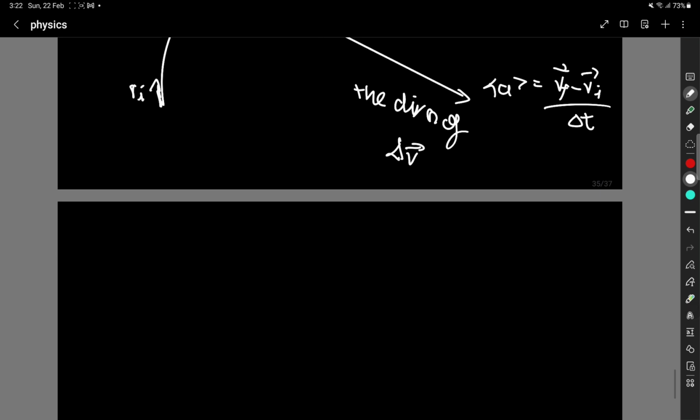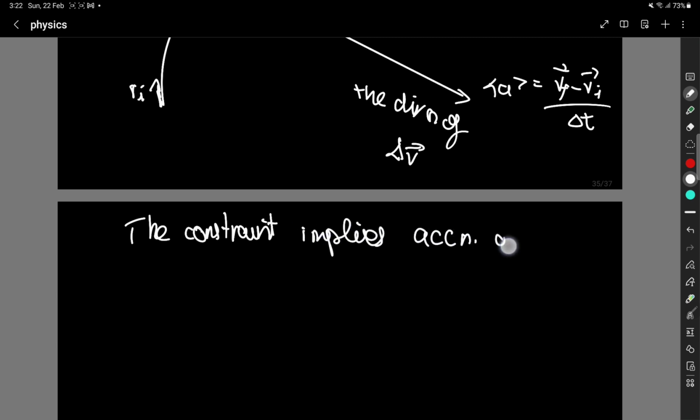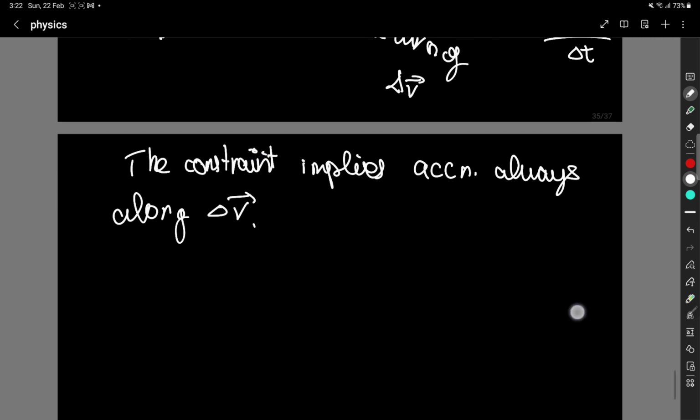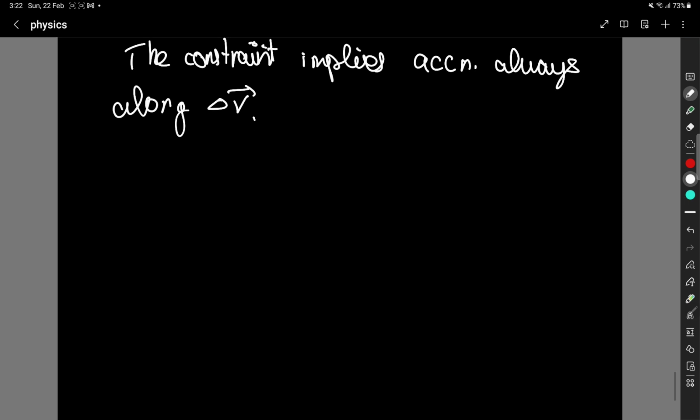So the constraint behind the minimum time is that the constraint implies acceleration always along delta v vector. But why? That is what I have to explain to myself.